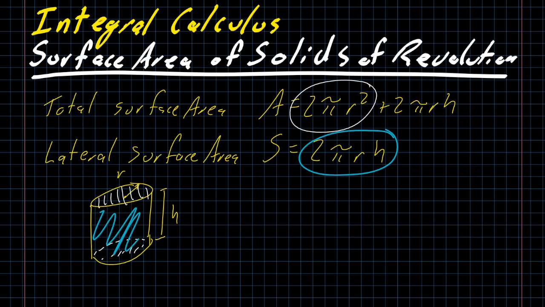Much like I've done with the volume, I'm going to use the formula from a cylinder as my basis for a solid of revolution. Because the difference between a cylinder and a solid of revolution is that my radius is now a function of distance along my height.